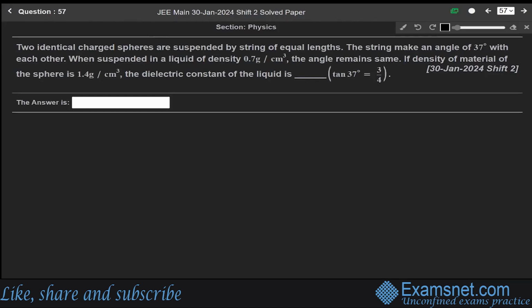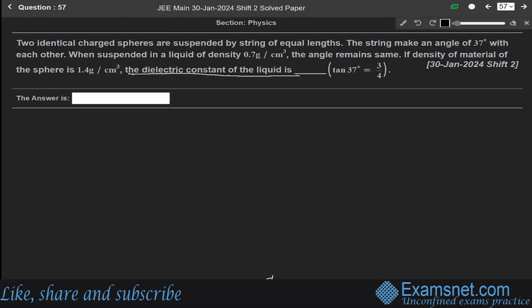Now next question 57. Two identical charged pairs are suspended by strings of equal lengths. The strings make an angle of 37 degree with each other. When suspended in a liquid of density this, the angle remains the same. If the density of the material of this pair is this much, we have to find the dielectric constant of the liquid. Okay. So this question is from the electrostatics chapter.